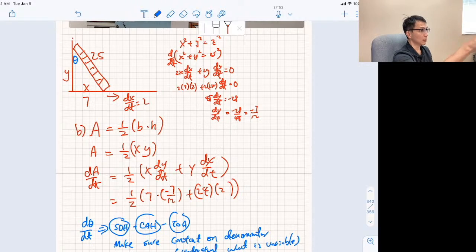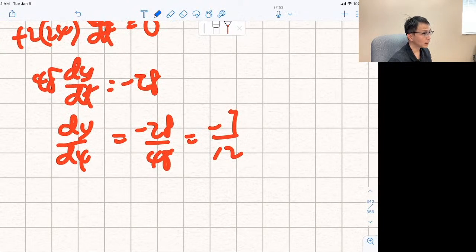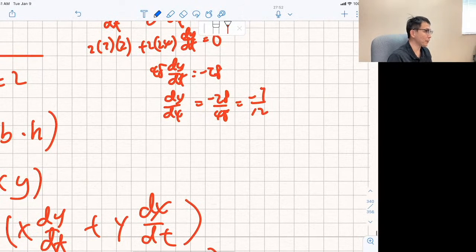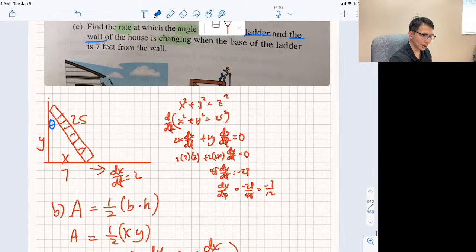dx dt is more reliable than dy dt. Why is it more reliable? We found dy dt, but the problem is we found it. What happens if we make a mistake? That would carry through. So you don't want to use dy dt because what if you make mistakes? You want to use dx dt. So therefore you want to use this x and this h.